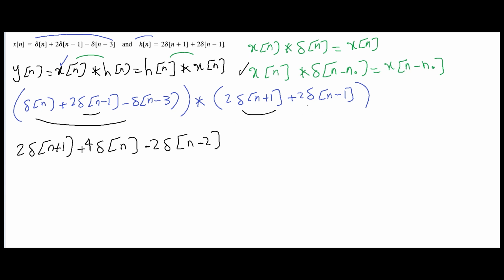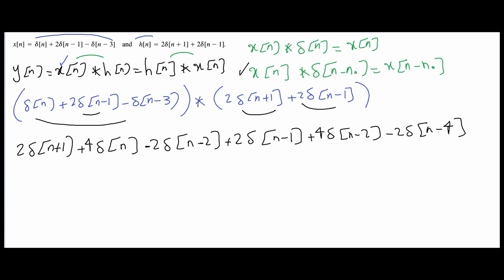Next, we convolve x[n] with 2 delta of n minus 1. Again, the amplitudes are multiplied by 2 and the signal shifts one sample to the right. This gives 2 delta of n minus 1, plus 4 delta of n minus 2, minus 2 delta of n minus 4.